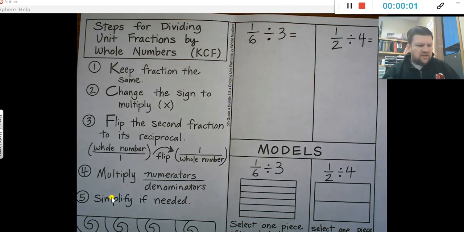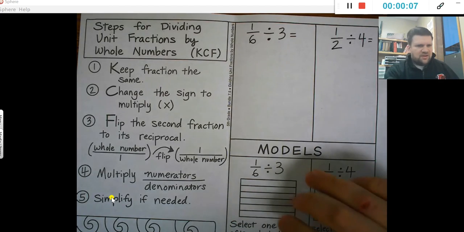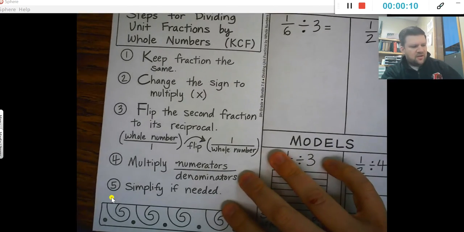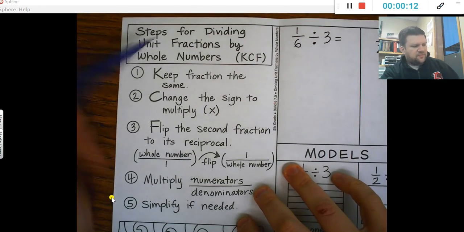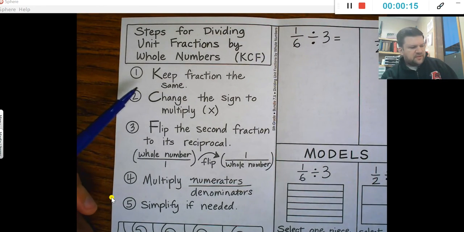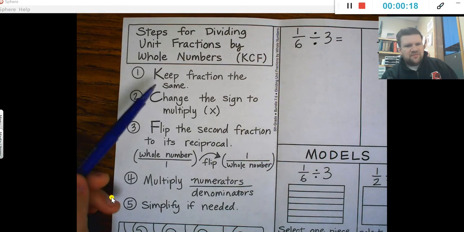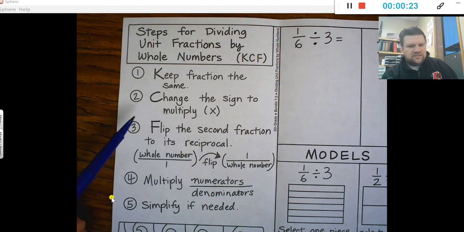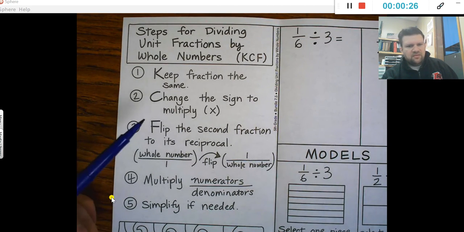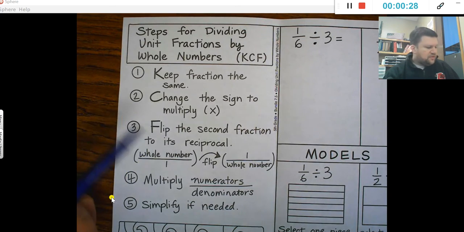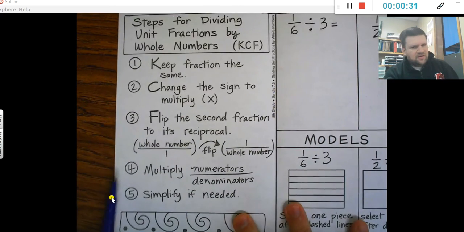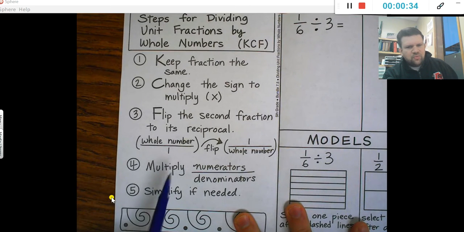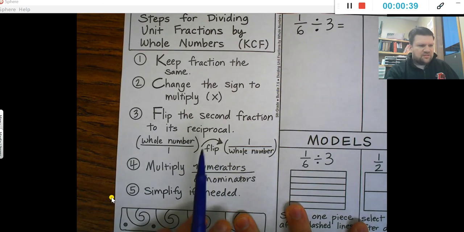Okay guys, I'm going to record a video real quick going over the notes for how to divide fractions and whole numbers. So if you look over here on the left, you've got the steps for dividing unit fractions by whole numbers. First step, keep the fraction the same. Second step, change the sign to multiply. Third step, you're going to flip the fraction over to its reciprocal. Then multiply numerators to numerators, denominators to denominators, and then if you need to simplify, you can simplify.